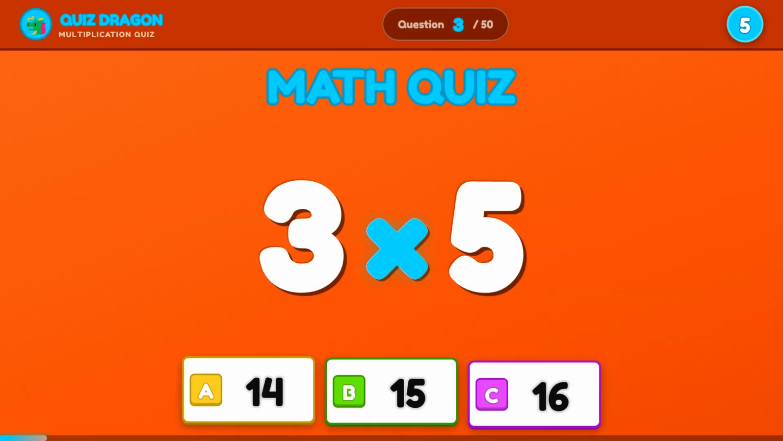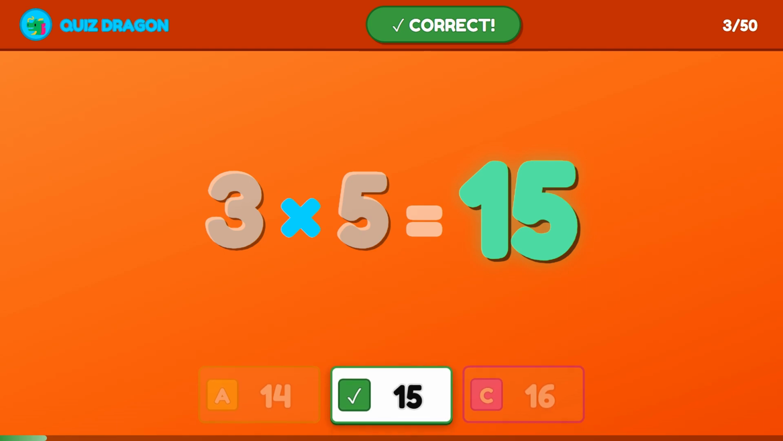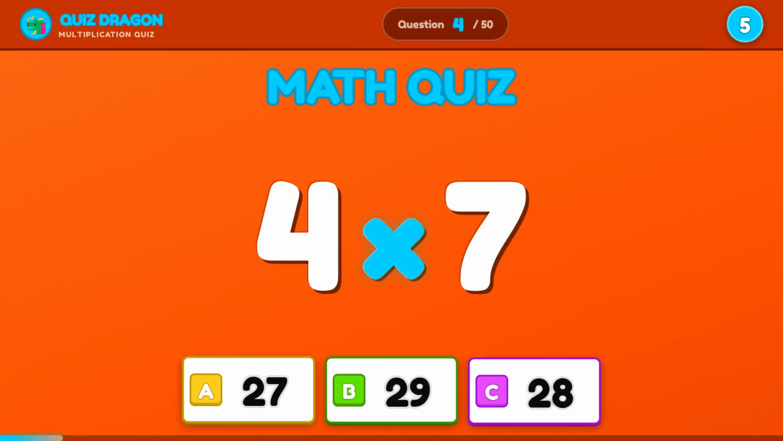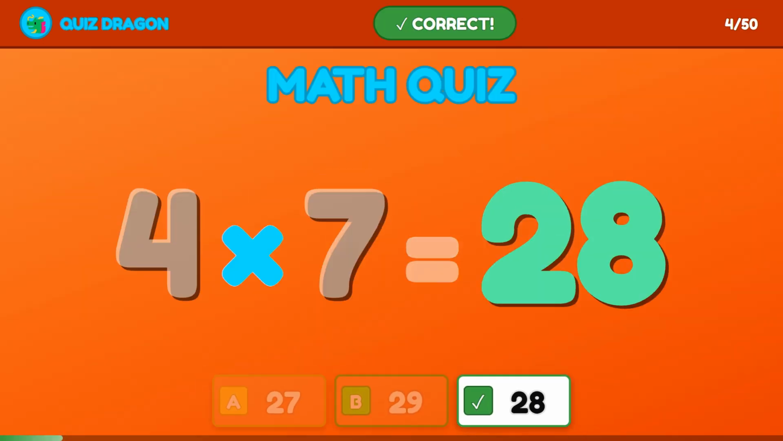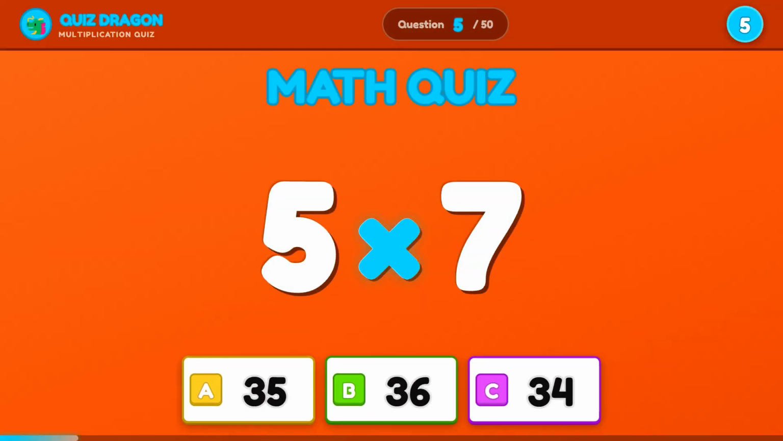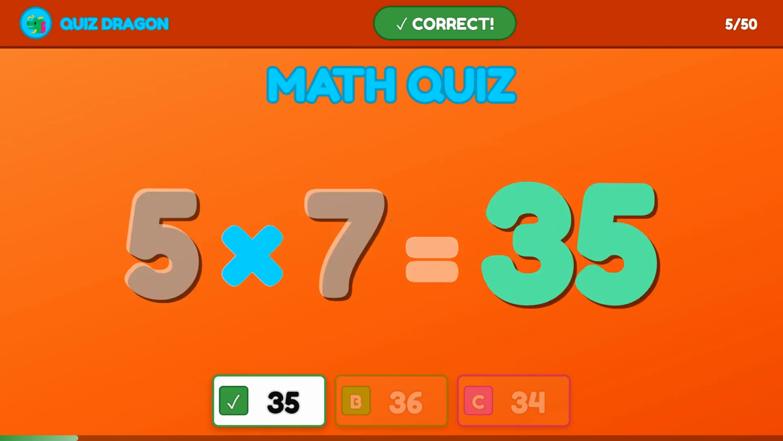Question 3. 3 times 5, what's the answer? The correct answer is B, 15. Question 4. What is 4 times 7? The correct answer is C, 28. Number 5. 5 times 7 equals? The correct answer is A, 35.